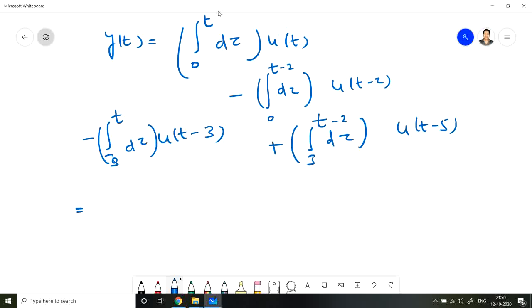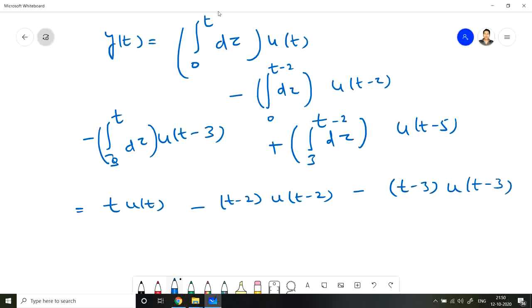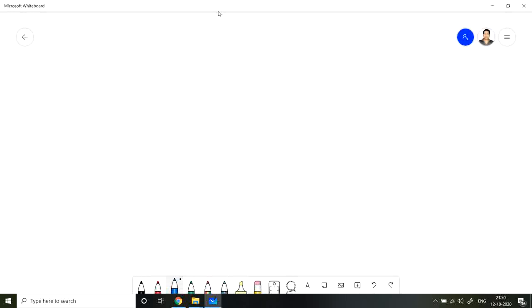So if we solve this integral, then we will get t u(t) minus (t minus 2) u(t minus 2) minus (t minus 3) u(t minus 3) plus (t minus 5) u(t minus 5). So basically if we plot this graph, what we will get? So we will get this plot.